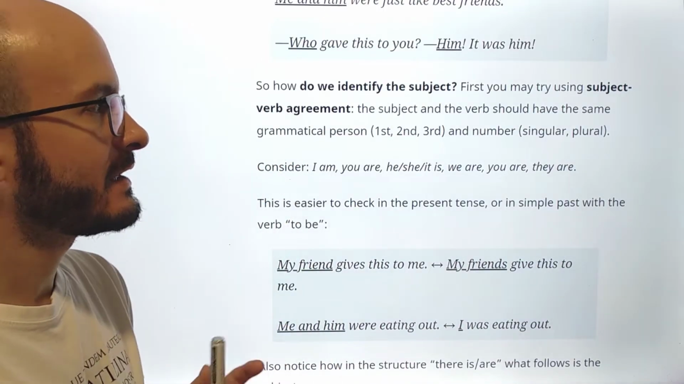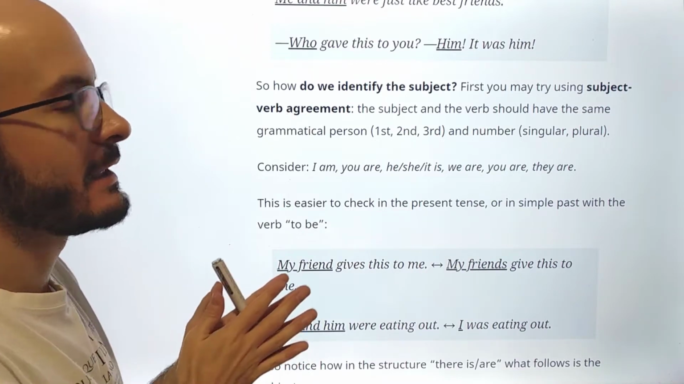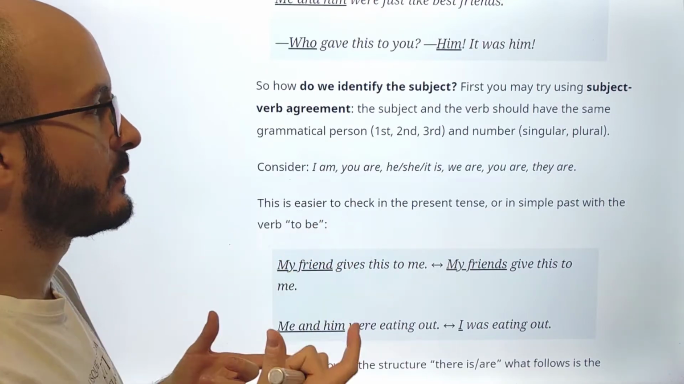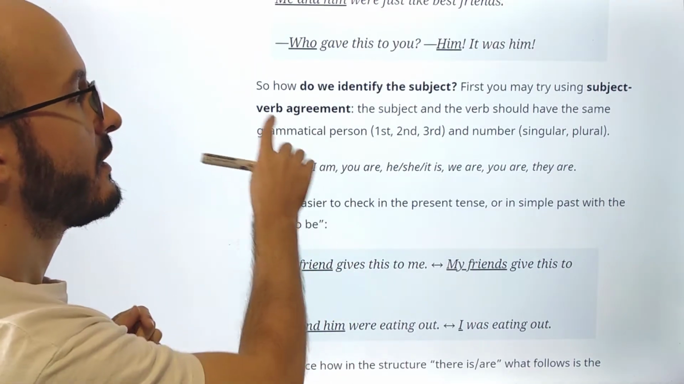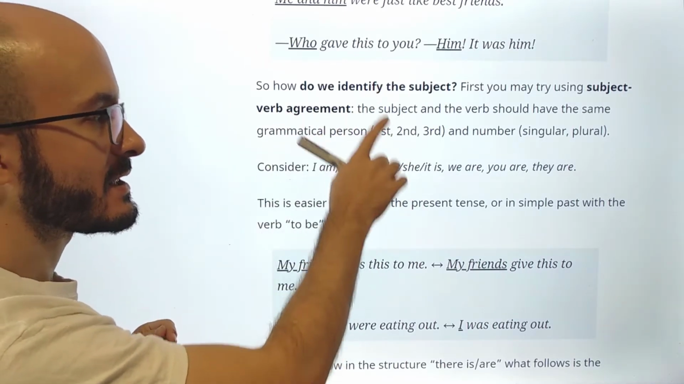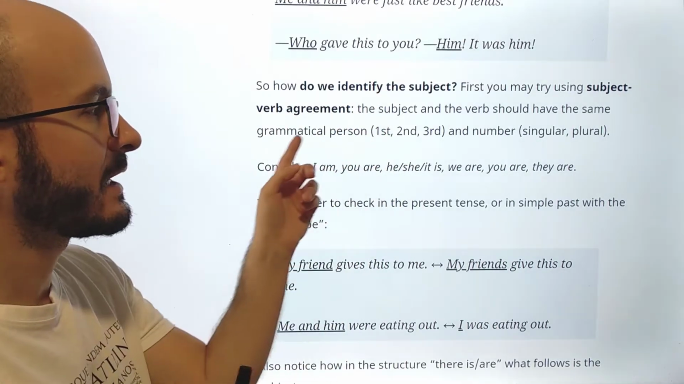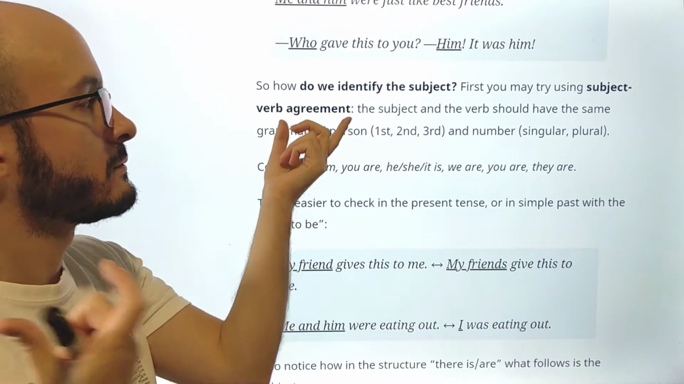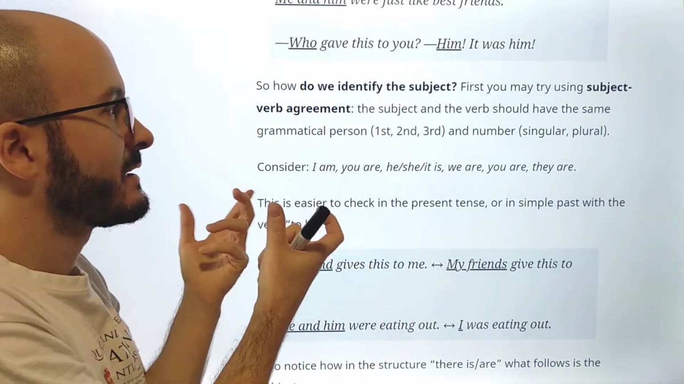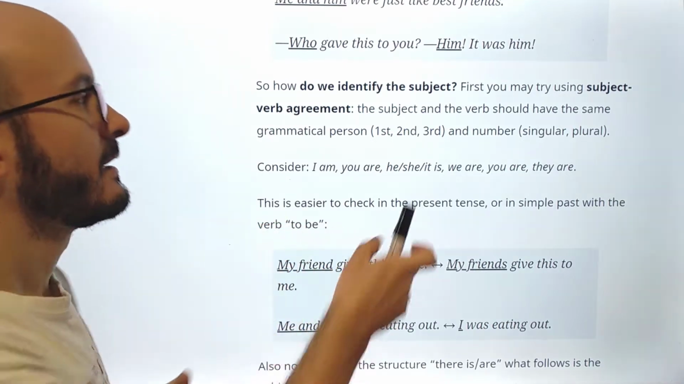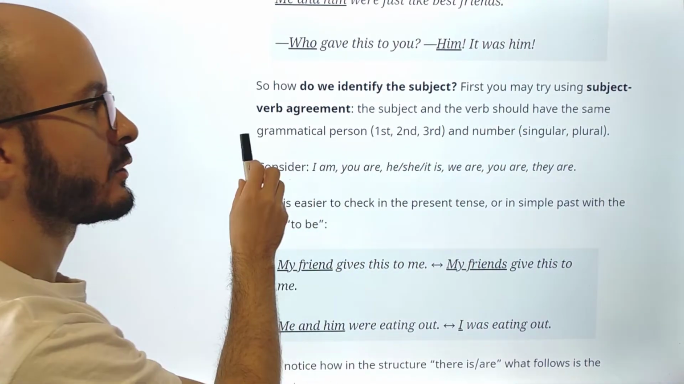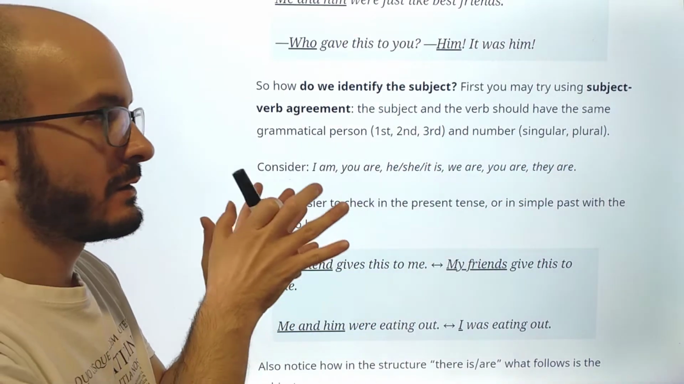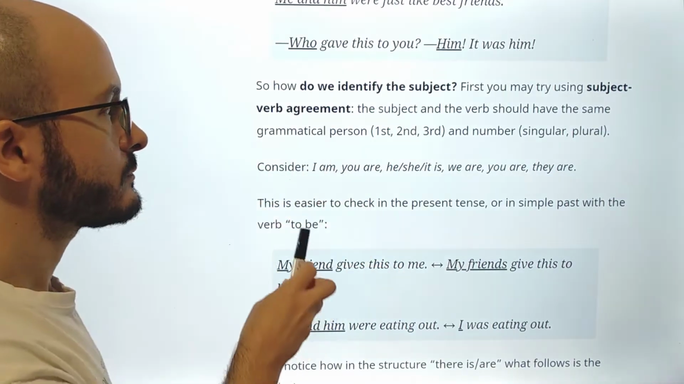So how do we identify the subject? How do we actually, in the real world, identify the subject? First, you may try using subject-verb agreement. Very important: subject-verb agreement. The subject and the verb should have the same grammatical person. Now, what is this word, agreement? Agreement is pretty much that the subject and the verb agree. What does that mean? That the subject and the verb should have the same grammatical person, first, second, third, and number, singular, plural. That's what we mean by subject and verb agreement.